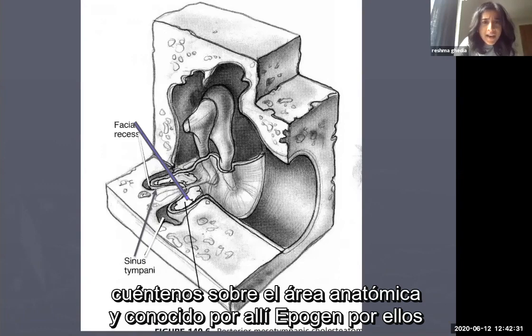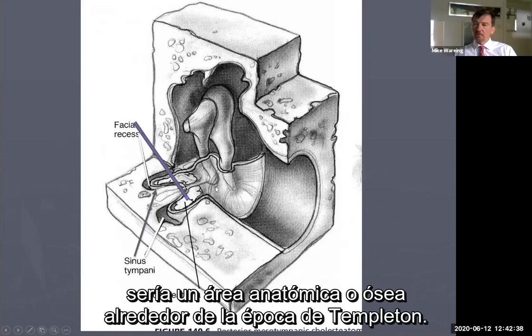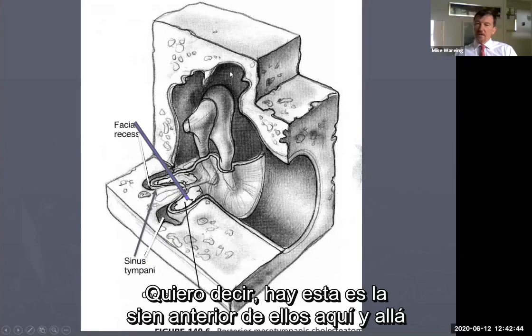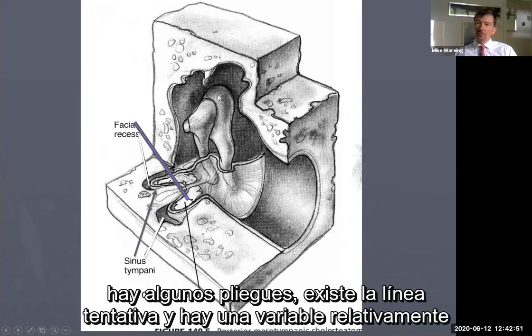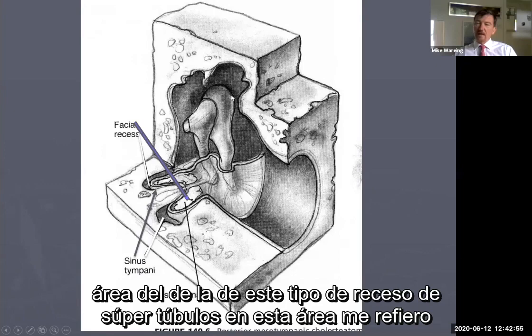Can you tell us about the anatomical bony area around the epitympanum? I haven't really pictured that. This is the anterior epitympanum here. And there are some folds. There's the tensor tympani, and there's a relatively variable area of the supratubal recess in this area.